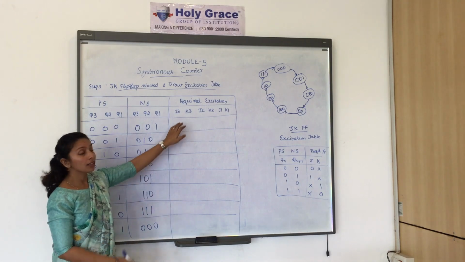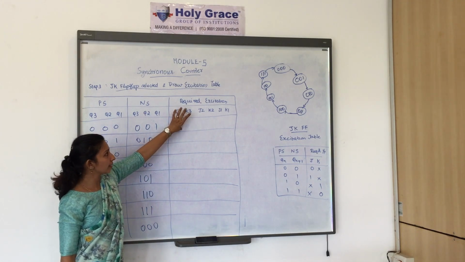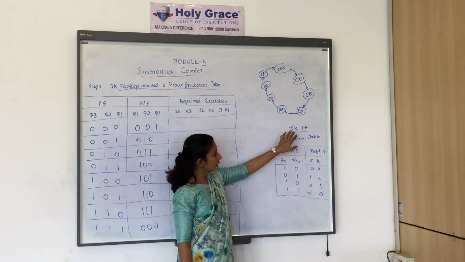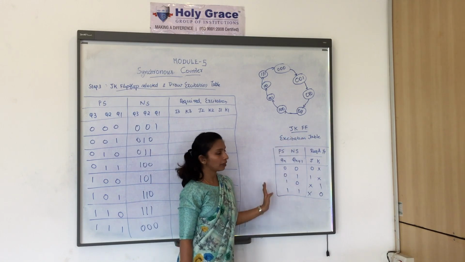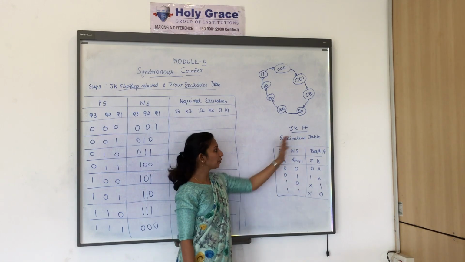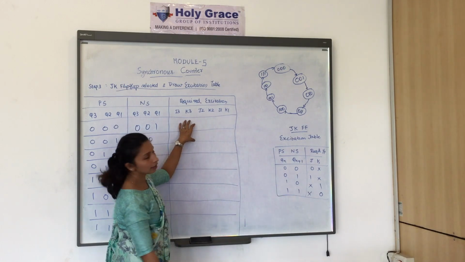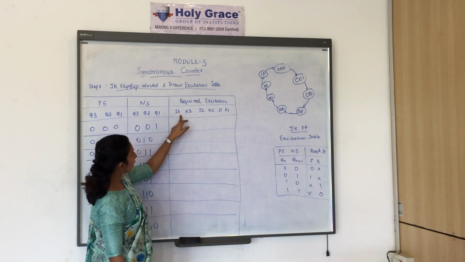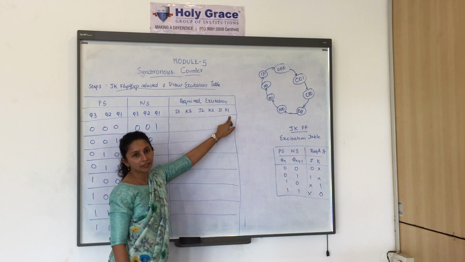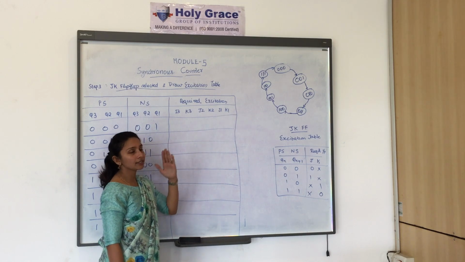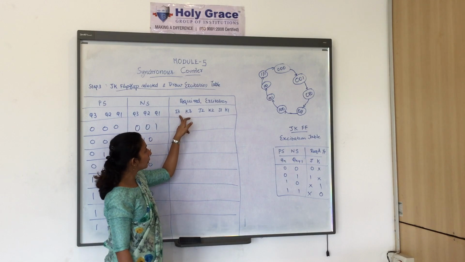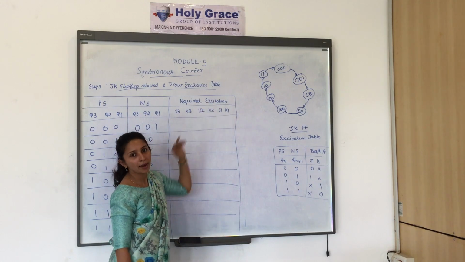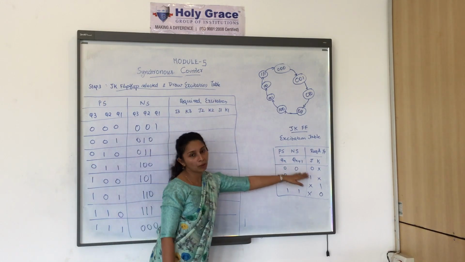Now, we have to write the required excitation. Required excitation is written from the excitation table of the JK flip-flop. So, if you are using a JK flip-flop, we will write from this table. If you are using a D flip-flop, we have to write the corresponding excitation table and fill this column. Since I am using a JK flip-flop, I am going to fill J3, K3, J2, K2, J1, K1. We know that there will be 3 flip-flops with 2 inputs each, so we will have J3, K3, then J2, K2, J1, K1. For each of these inputs, we have to write the corresponding flip-flop excitation.